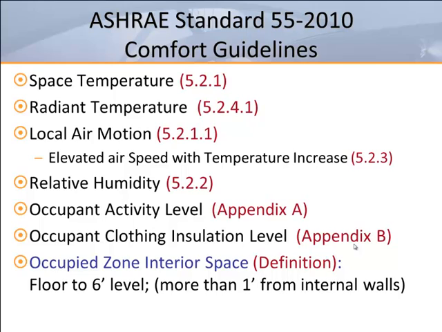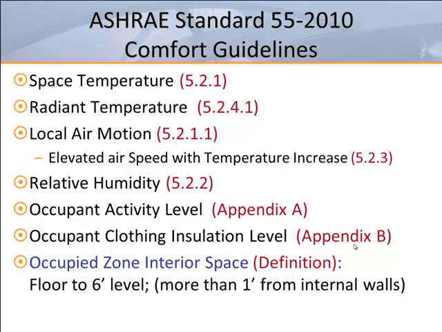Local air motion, typically less than 30 feet per minute during heating, and less than 50 feet per minute during cooling, but may be higher where space temperature is increased. And the relative humidity, where there's no lower defined limit, but the dew point temperature must be maintained below 62.2 degrees Fahrenheit.